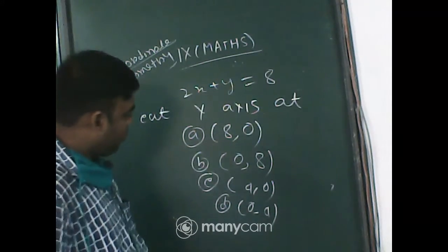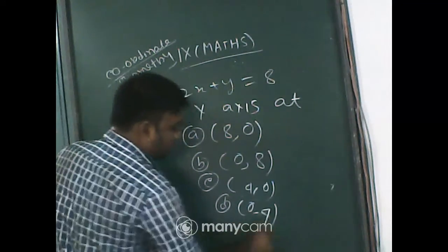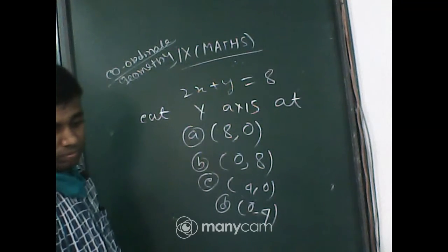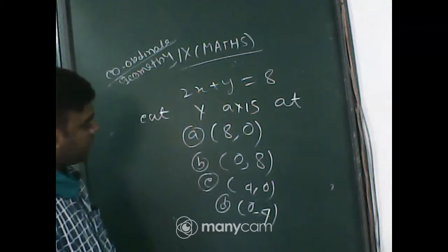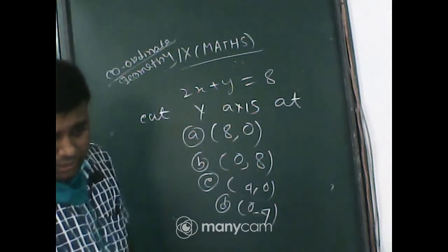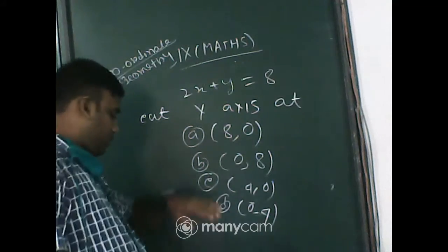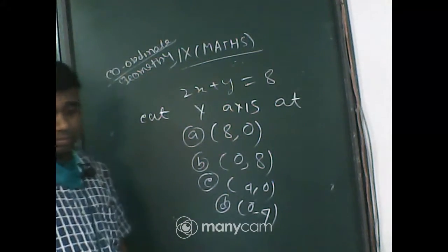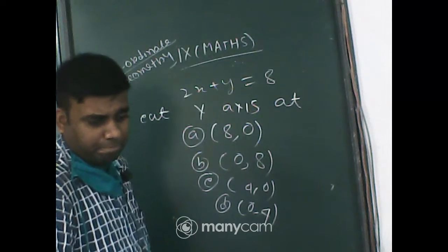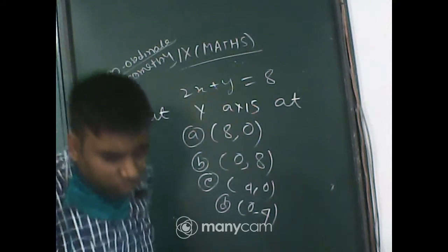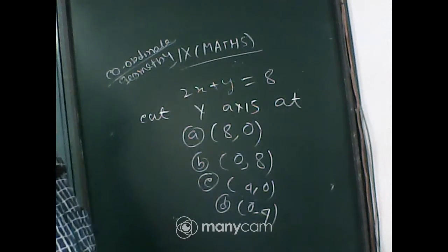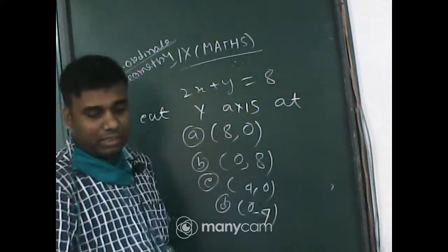Option D (0, 4). Sangam. Raj answered option C (4, 0). Okay, quickly. Rohan. Okay, and so many students have not answered yet.